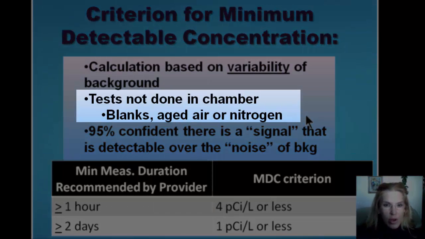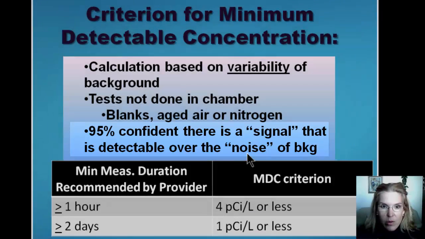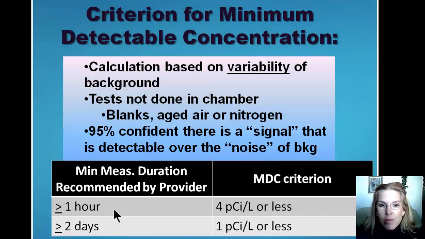The tests are what are called blanks, or exposure in aged air or nitrogen, and the criterion is derived from being 95% confident that there's a signal that is detectable over the noise of the background. The requirement is that if the minimum measurement duration recommended by the provider is 1 hour, then the MDC needs to be 4 picocuries per liter or less. If the minimum measurement duration recommended by the provider is 2 days or more, then the MDC needs to be 1 picocurie per liter or less to meet the requirements of the standard.